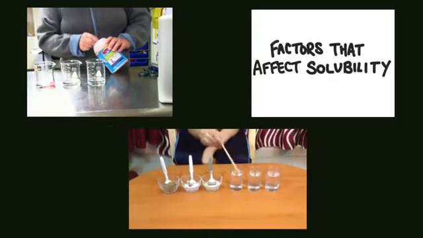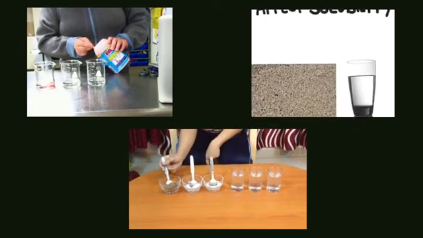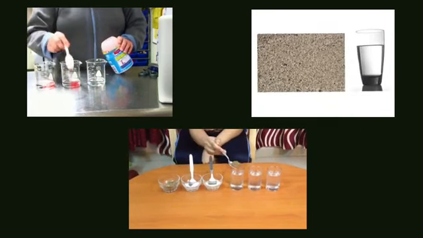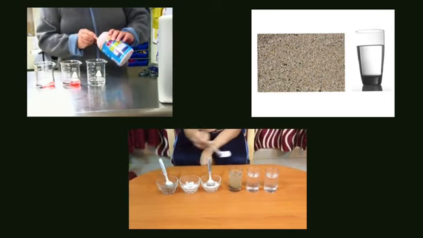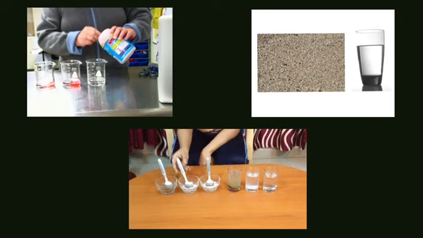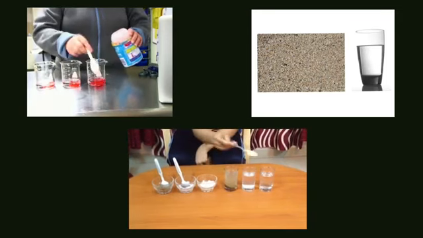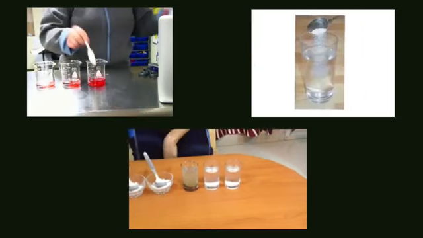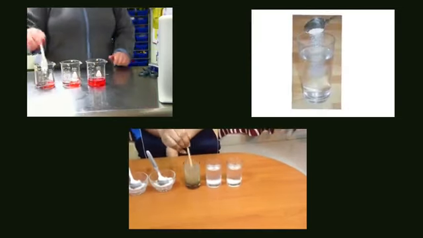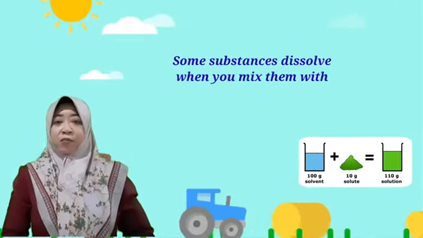In this video, we're going to learn about factors that affect solubility. Try this experiment at home, or at least think about what would happen if you did try this experiment. Take some sand and stir it into a glass of water, and what happens? Well, the sand just kind of settles to the bottom. Now try taking some salt and stirring that into a glass of water. What happens this time? Some substances dissolve when you mix them with water.